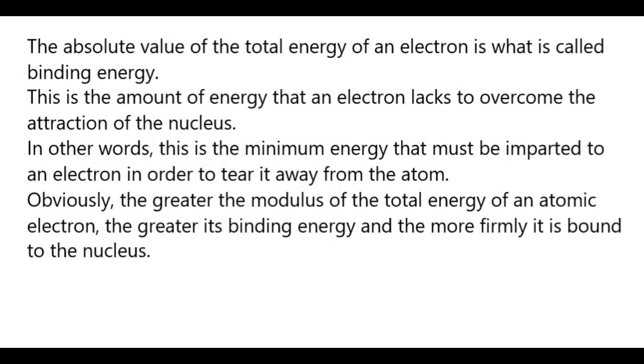The absolute value of the total energy of an electron is what is called binding energy. This is the amount of energy that an electron lacks to overcome the attraction of the nucleus. In other words, this is the minimum energy that must be imparted to an electron in order to tear it away from the atom. Obviously, the greater the modulus of the total energy of an atomic electron, the greater its binding energy and the more firmly it is bound to the nucleus.